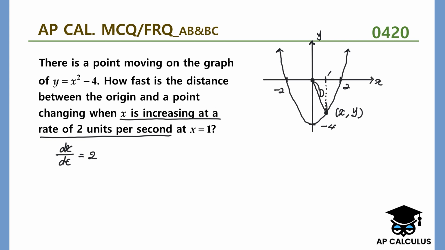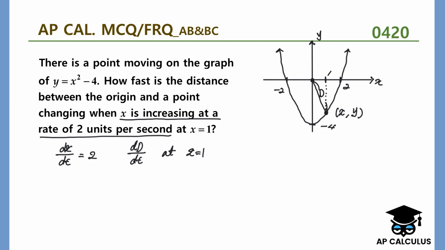Okay? The question is asking us to find dD over dt at x equal 1, right? So look at this distance from the origin to the point. That's distance, right? X is increasing at a rate of 2 feet per second. So x is increasing this way, right? Then the distance looks like it decreases, right? So we have to find how fast the distance is decreasing at x equal 1.